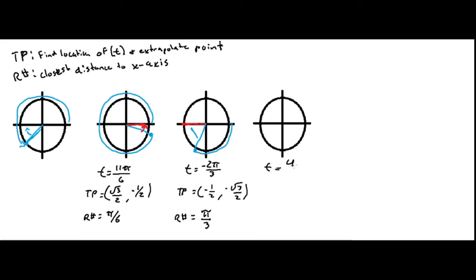t is equal to 41 pi over 6. So now we have something greater than 2 pi. So in this case, 2 pi is equal to 12 pi over 6. So that means we're going to circle the unit circle 3 times. That's 1, 2, 3. So that was 36 pi over 6. So that means we just need to move 5/6 pi.